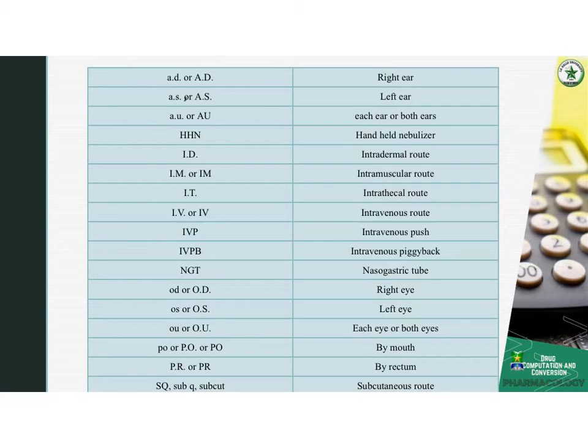We have the letters HHN. HHN is the handheld nebulizer. It is a kind of nebulizer that is portable. You can bring it anywhere with you. HHN stands for the handheld nebulizer.